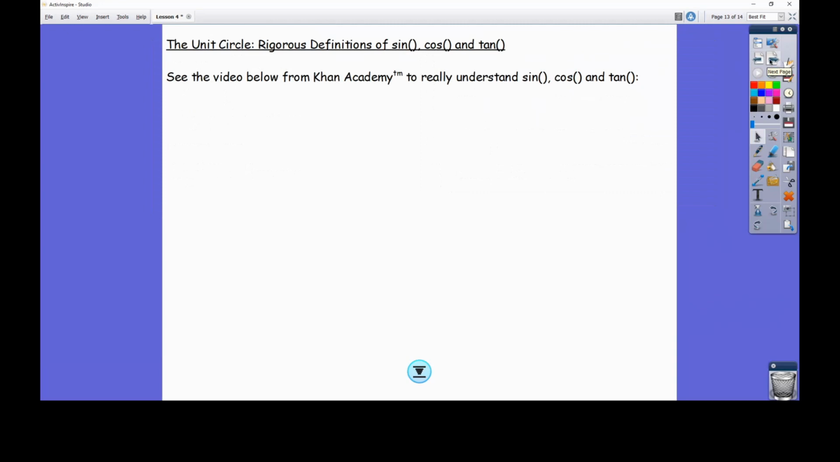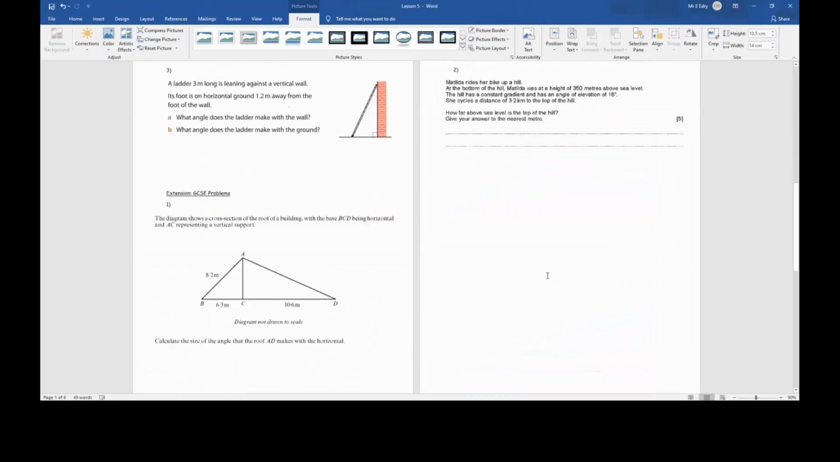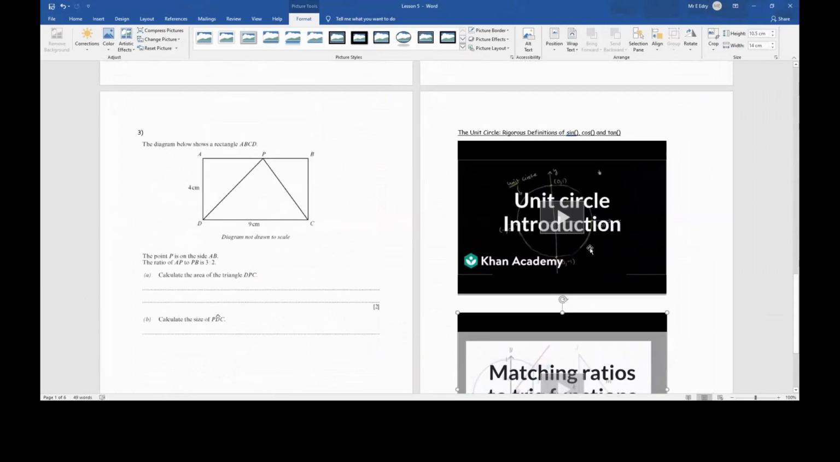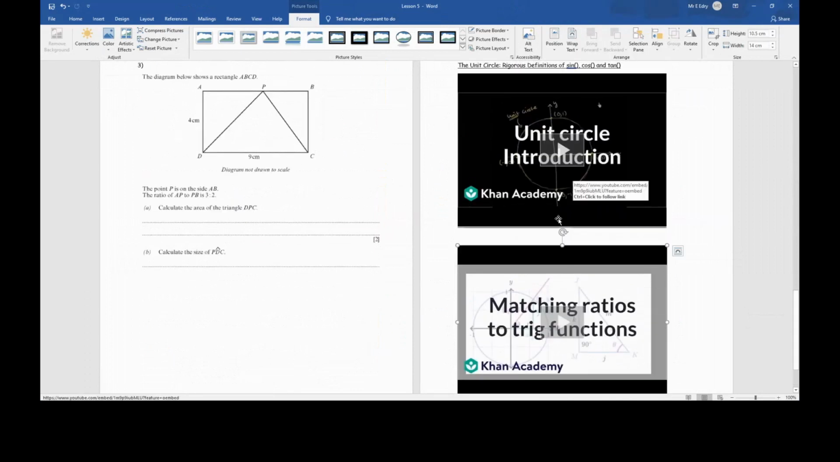And if you are really interested in trigonometry and where sine, cos, and tan actually come from, then what you can do is look at the videos that I put at the end of the sheet on Teams, on Khan Academy, on the unit circle. It's much more advanced than we need at this level, and indeed even at GCSE, but it is interesting, and it gives you a bit more of a mathematical sense for these things.